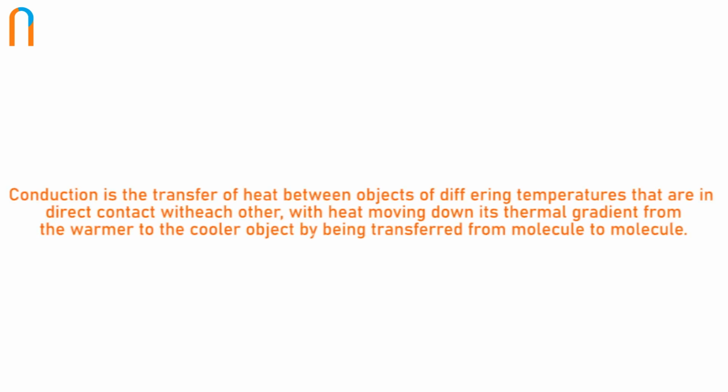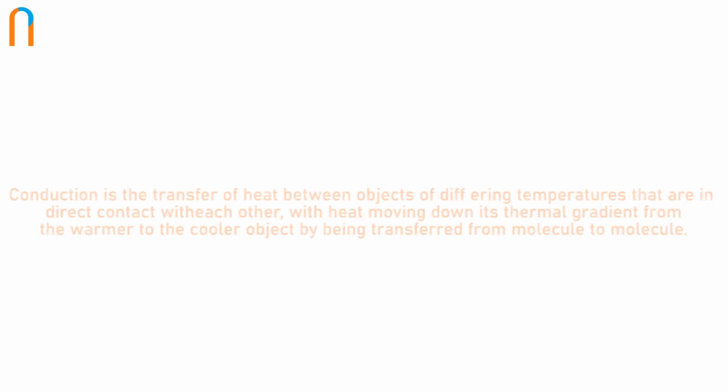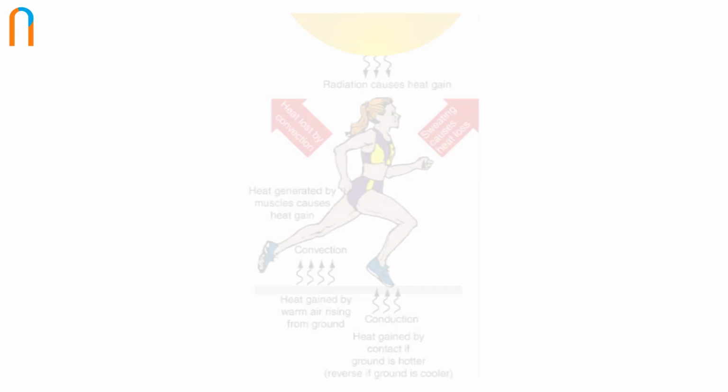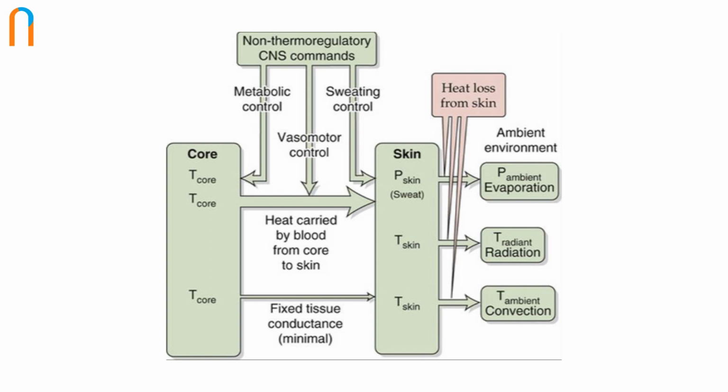Conduction is the transfer of heat between objects of different temperature that are in direct contact with each other, with heat moving down its thermal gradient from the warmer to the cooler object by being transferred from molecule to molecule. All molecules are constantly in vibratory motion, with warmer molecules moving faster than cooler ones. When molecules of different heat content touch each other, the faster moving warmer molecule agitates the cooler molecules into more rapid motion, thereby warming up the cooler molecule. During this process, the original warmer molecule loses some of its thermal energy as it slows down and cools off a bit. Given enough time, therefore, the temperature of the two touching objects eventually equalizes.